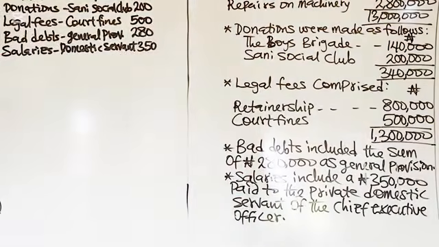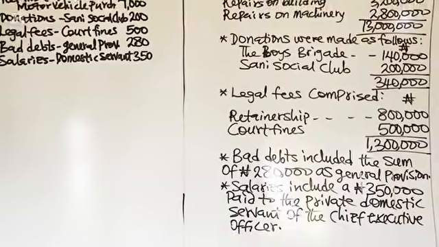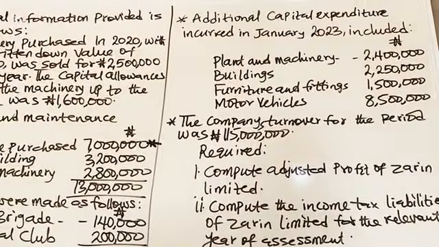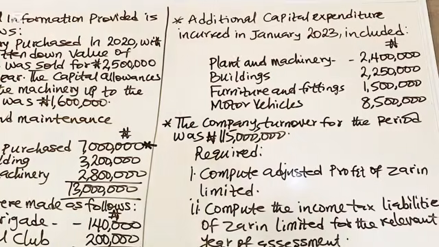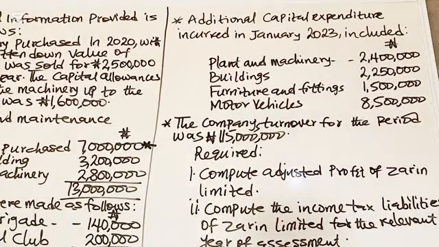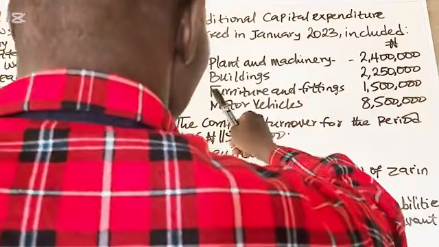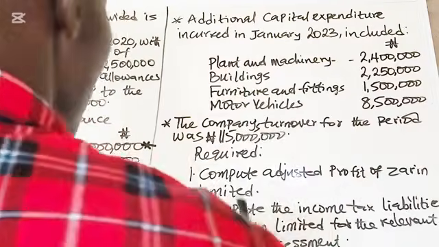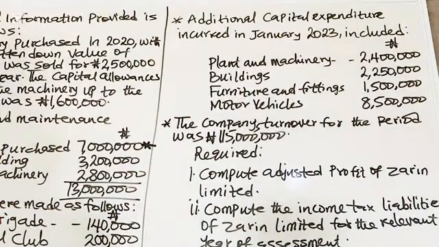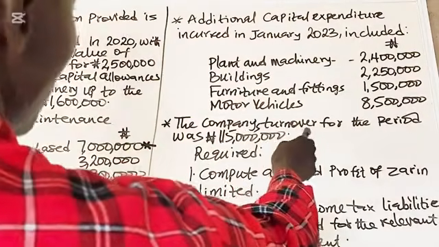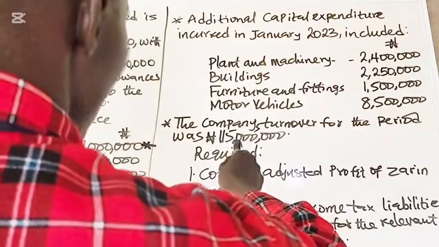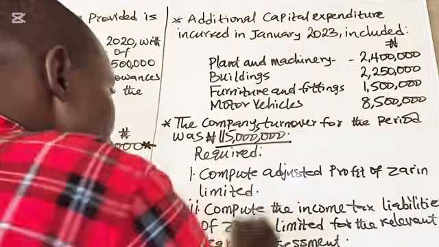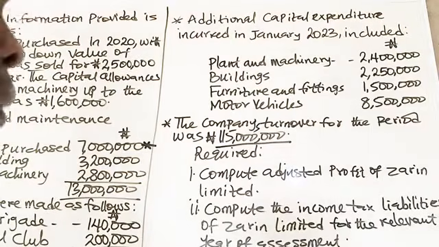Then the next note is a note on capital expenditure. You were told that capital expenditure incurred in January 2023 included plant and machinery, buildings, furniture and fittings, motor vehicles. All this expenditure will be used in computing the capital allowance. The company's turnover for the period was 150 million. This turnover of 150 million is given to show that this company is a large company.